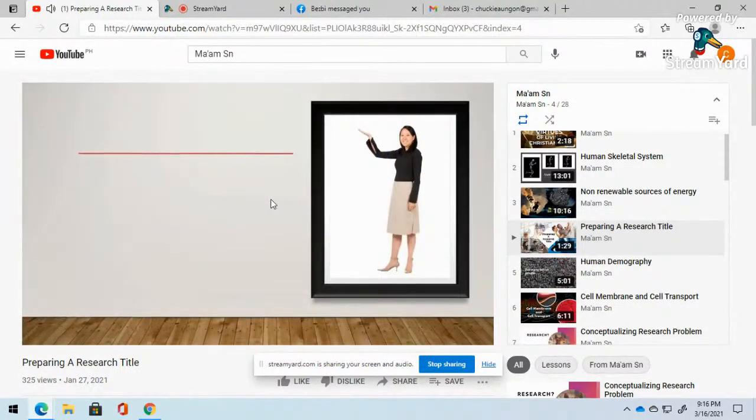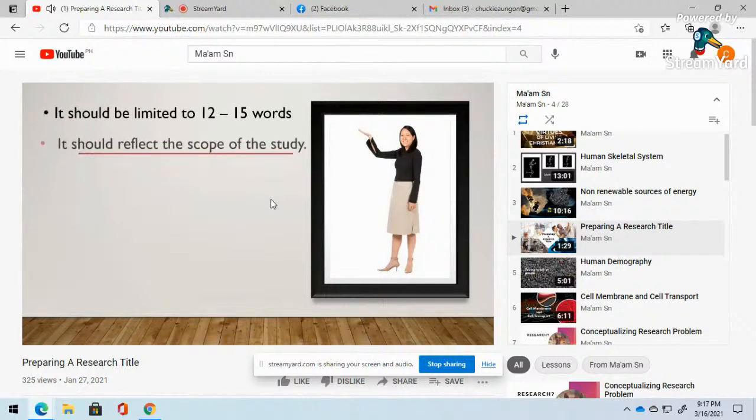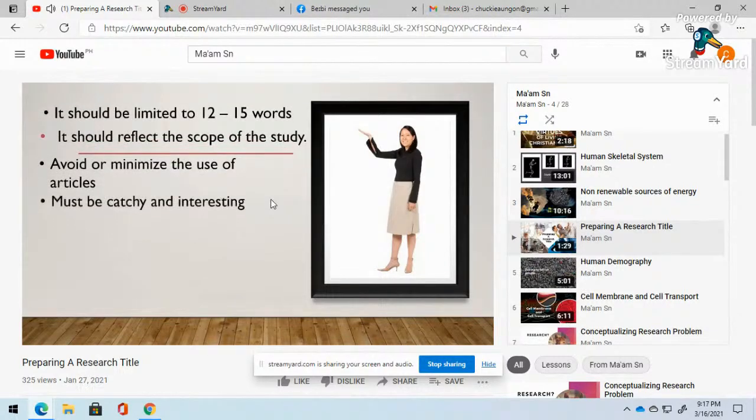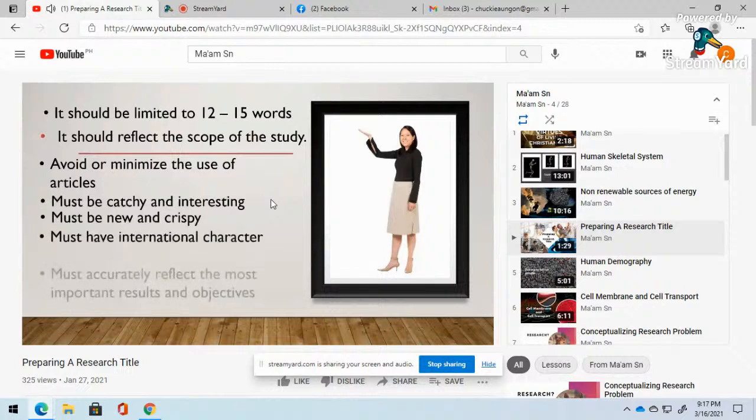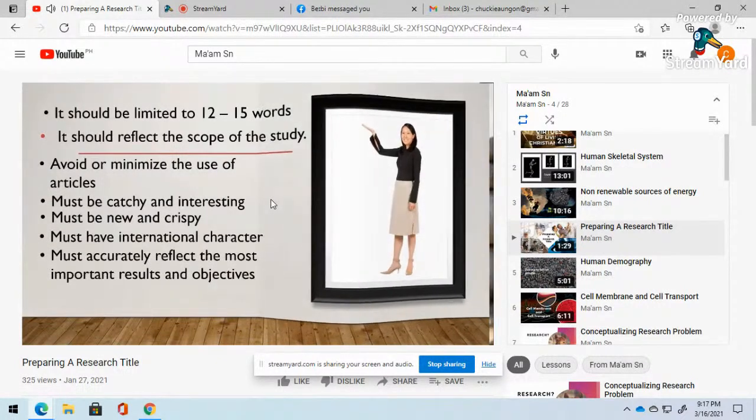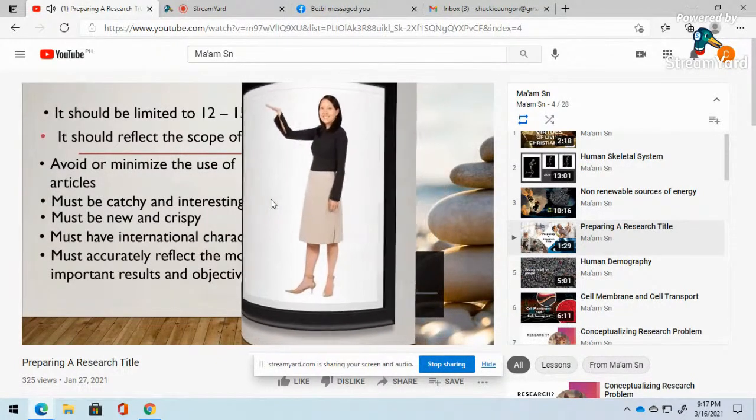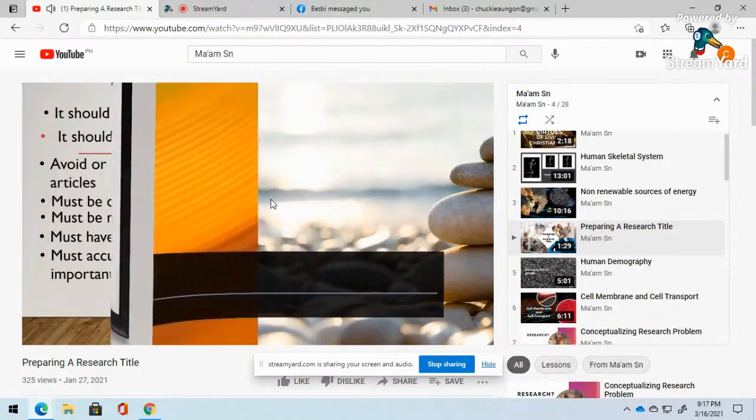First, a research title should reflect the scope of the study. Limited to 12 to 15 words. Minimize the use of articles. Catchy and interesting. New and crispy. Must have international characters and reflect the most important results and objectives.